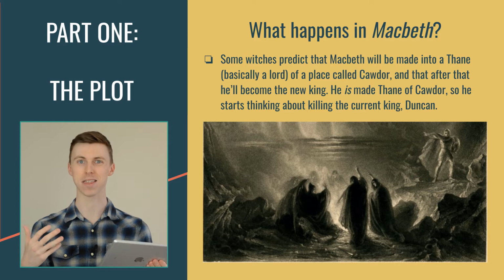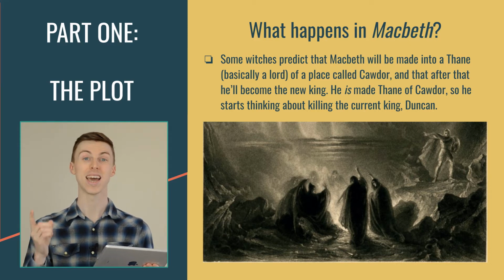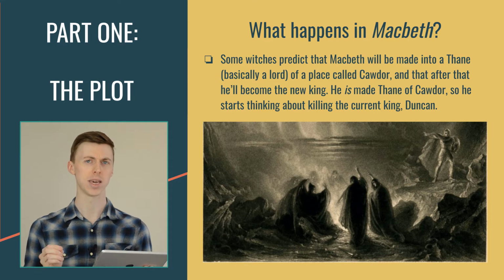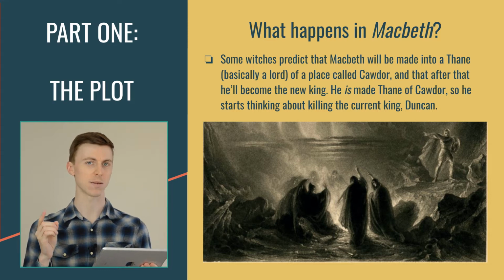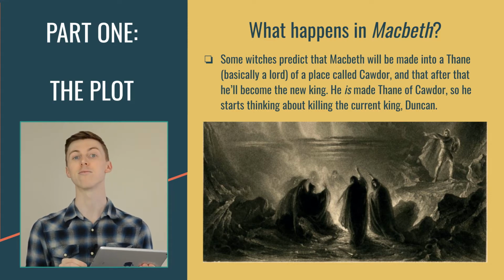And that gets Macbeth thinking maybe these witches actually had something going about them. Maybe if he has become the thane of Cawdor, maybe he can become the king. There's just one problem. There's already a king, King Duncan. So Macbeth starts to think about what he might need to do to get rid of Duncan.